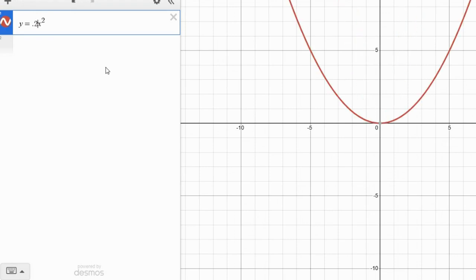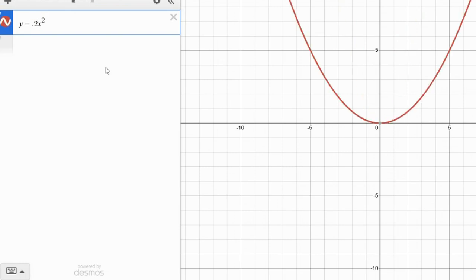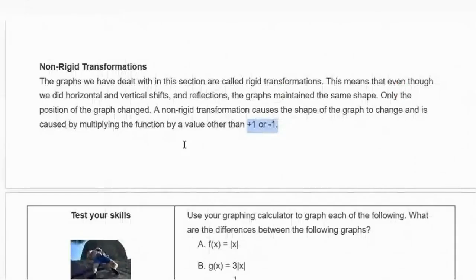Or 0.2 makes it wider, all right? Multiplying it by a number, taking the function and making it a different shape.